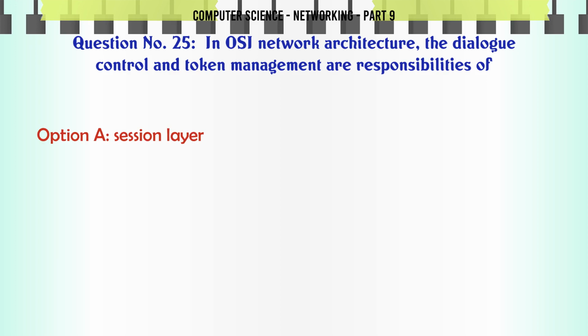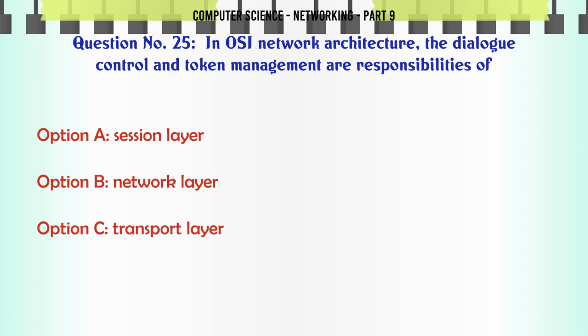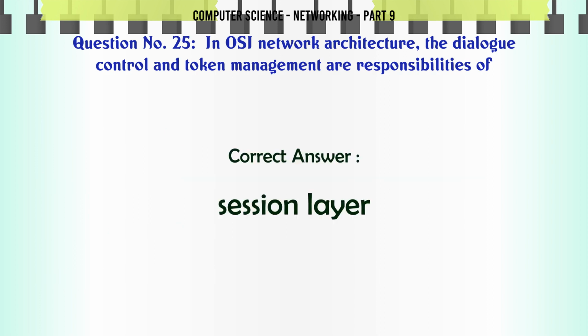In OSI network architecture, the dialog control and token management are responsibilities of A. Session layer, B. Network layer, C. Transport layer, D. Data link layer. The correct answer is Session layer.